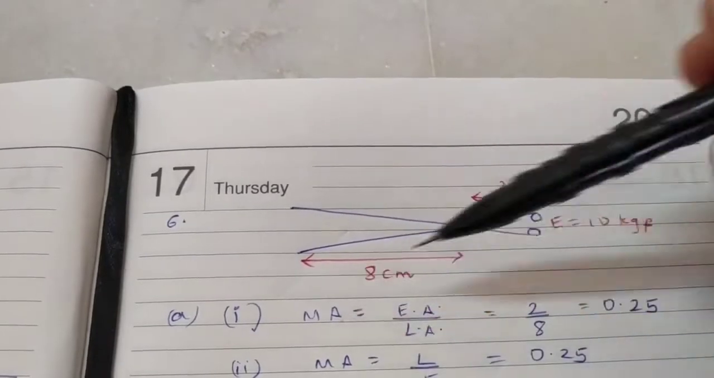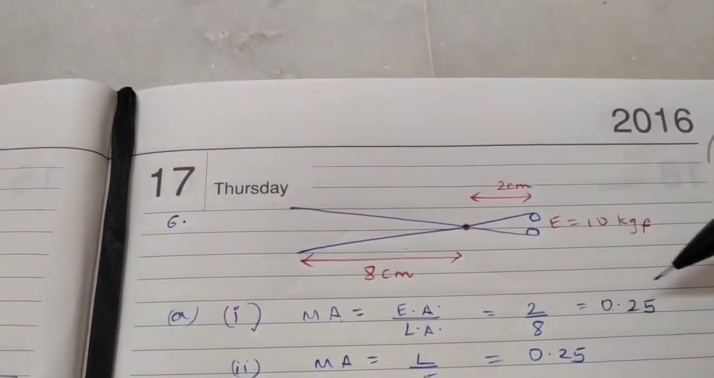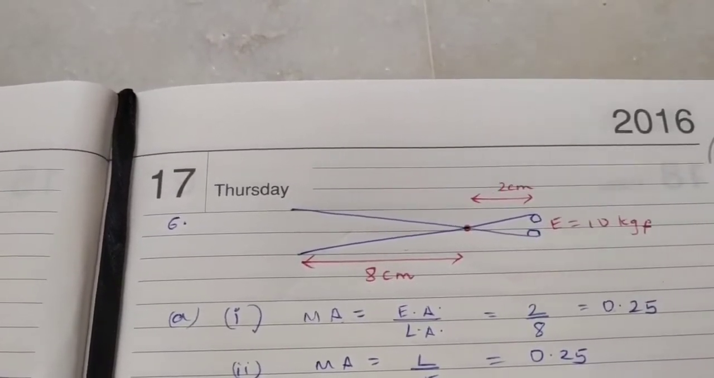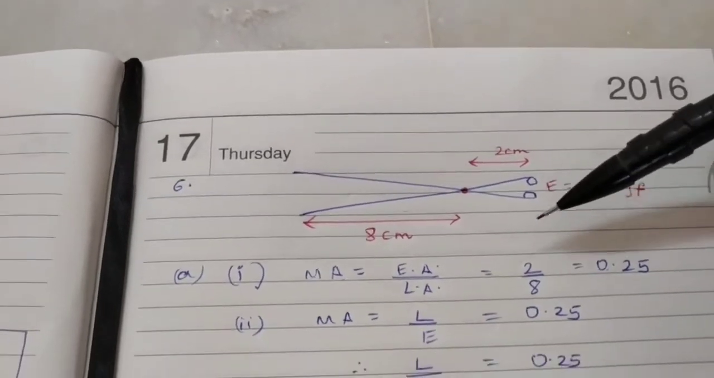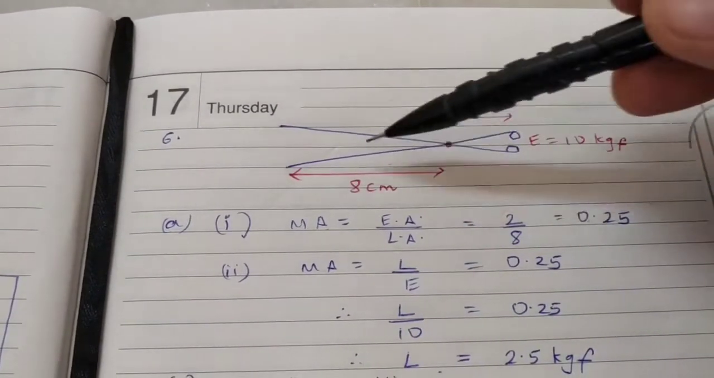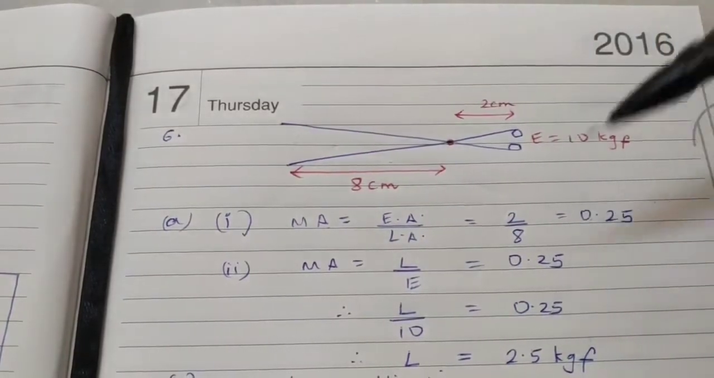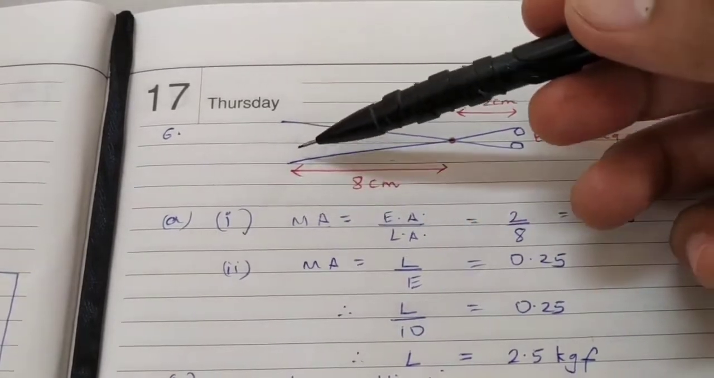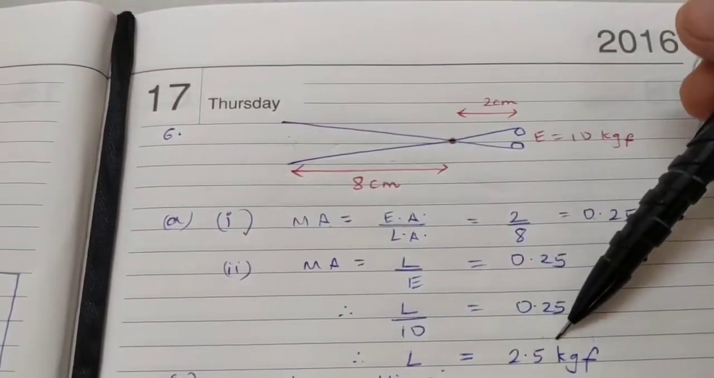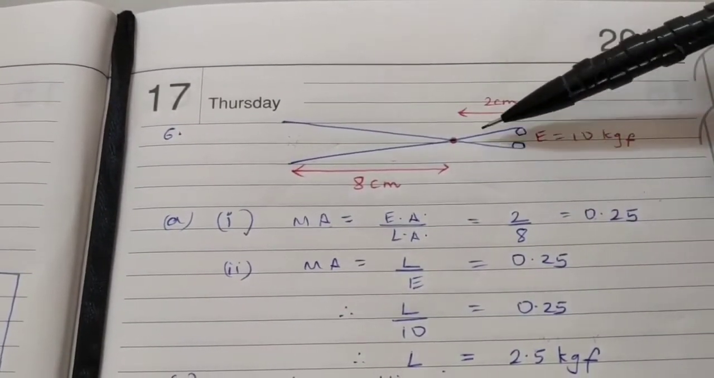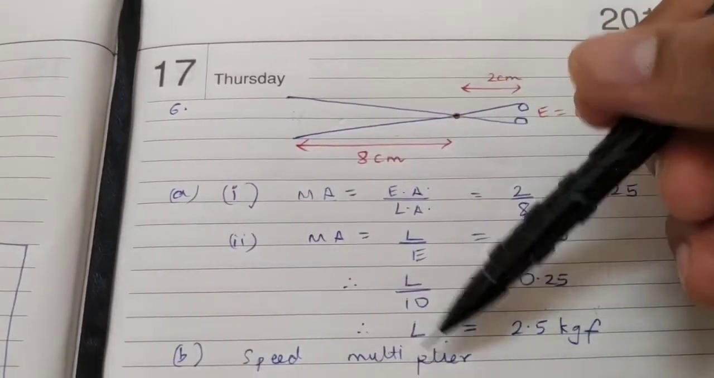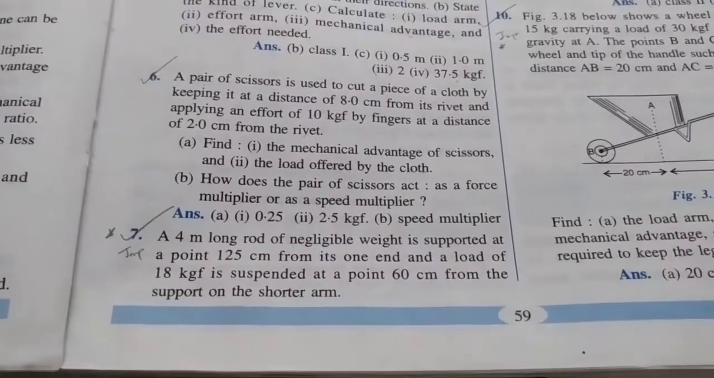Now mechanical advantage is effort arm upon load arm, which is 0.25. We need to remember, even before solving, that scissors are a speed multiplier. So obviously the mechanical advantage will be less than 1. And next, we can use this mechanical advantage to calculate the load offered by the cloth, 2.5 kgf. That means you'll have to apply an effort of 10 kgf to overcome the resistance offered by the cloth of just 2.5 kgf. That's okay. At least we are getting a gain in speed while cutting the cloth, and it is a speed multiplier. They've asked in the question what kind of a machine it is.